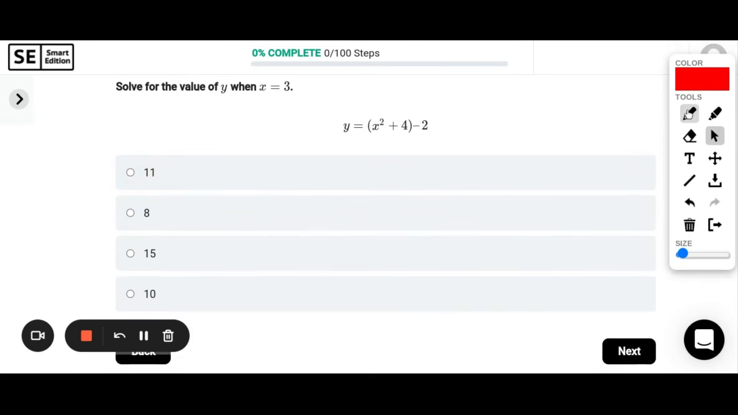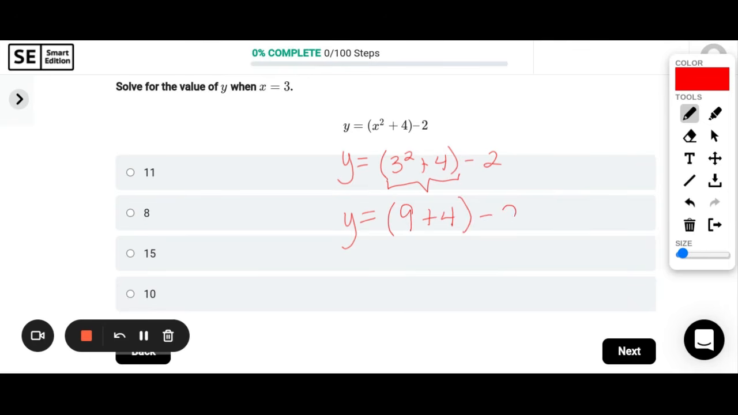Okay, solve for the value of y when x equals 3. So I'm going to just plug in x equals 3 here. So y equals, instead of x, I'm going to write 3. So y equals 3 squared plus 4 minus 2. And then we just need to remember, we need to do order of operations. So I'm going to worry about what's in my parentheses first. And here I actually have to do this 3 squared to do that exponent before I do anything else.